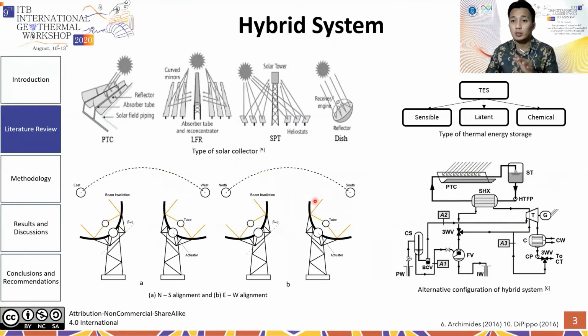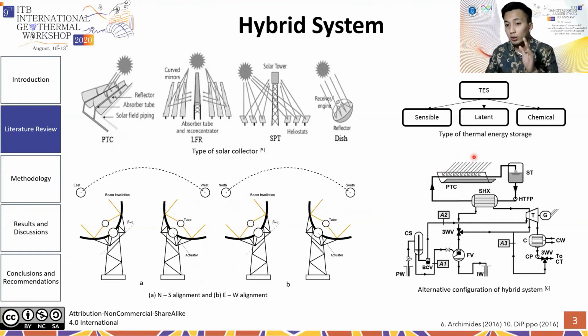And this is the hybrid system literature review. There are 4 types of solar collector, but the most mature technology is the parabolic trough concentrator. And these are the 2 alignments in a solar tracker. The first one is north-south alignment, and the second is east-west alignment. For the north-south alignment, it means the solar tracker will track the sun from the east to the west. And for the east-west alignment, it means the solar tracker will track the sun from the north to the south.